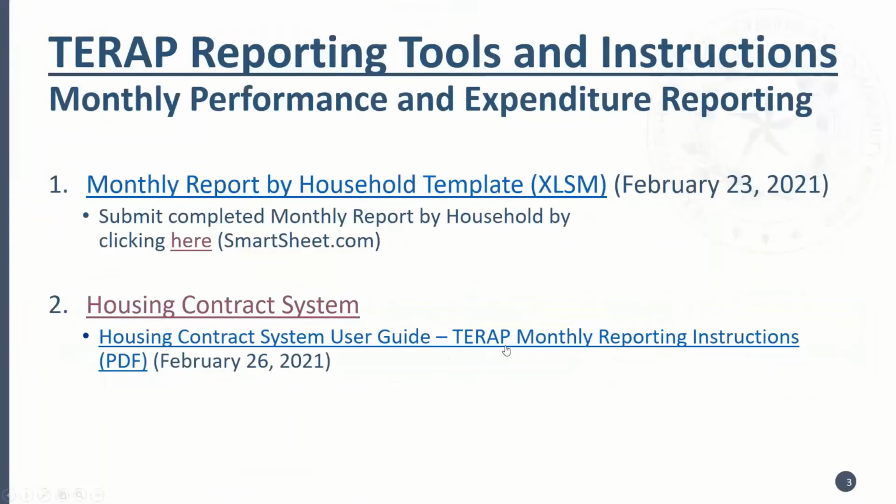Here's the most updated instructions right here. February 26, 2021 is the date you want. Again, I want to reiterate what Allison stated. This new household, this monthly report by household template was updated on the 23rd. So please submit this newest version in here, okay? The housing contract system works within itself.